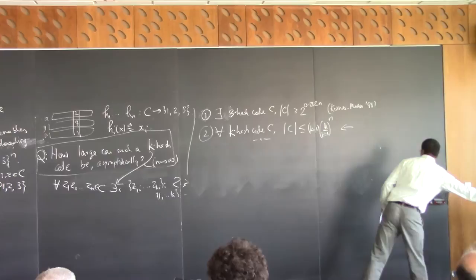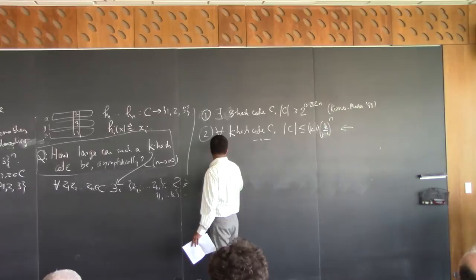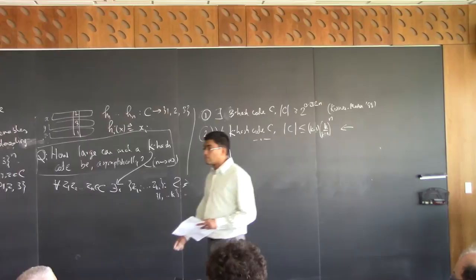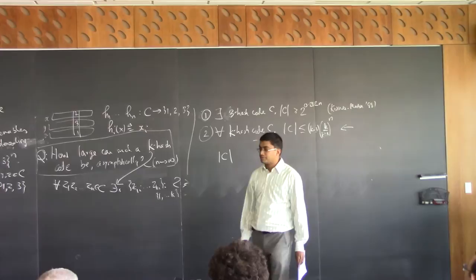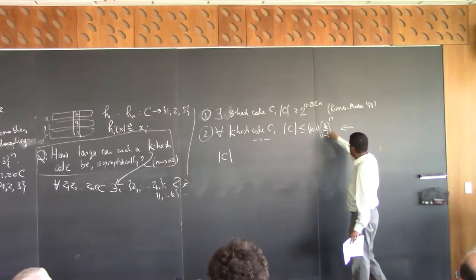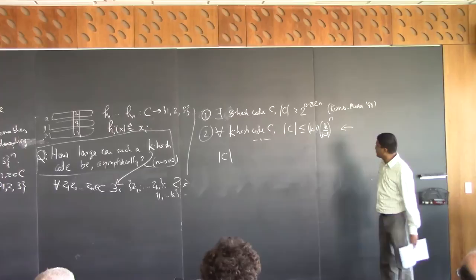So what is known is the size of the code. Although you have more symbols to work with, you can't send as much information. It's a bit weaker, because, as Danny says, if you think of k growing, this rate is going to be more like 1 over k, because if you take logs and stuff like that.